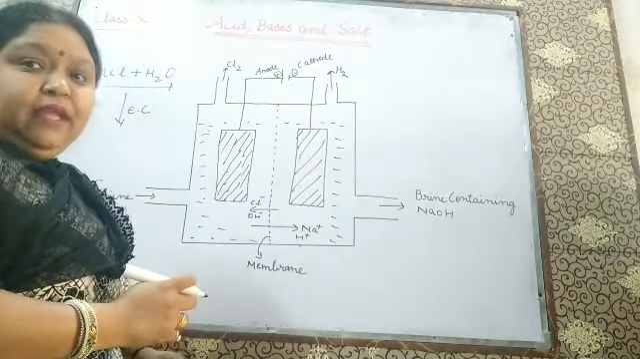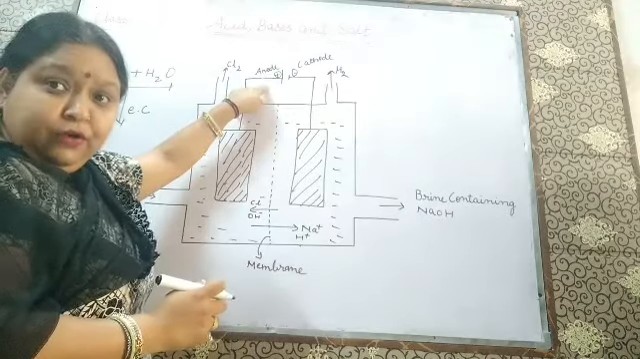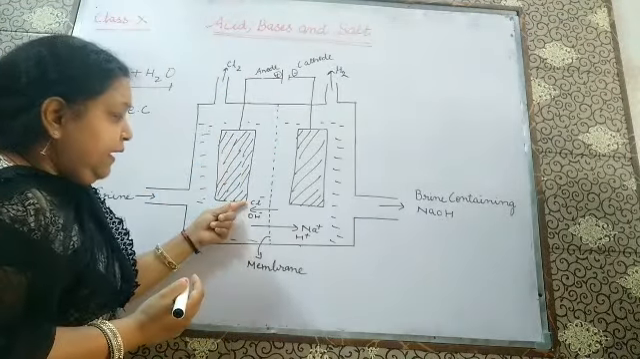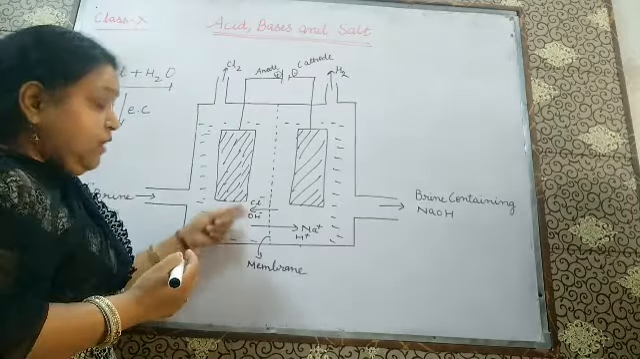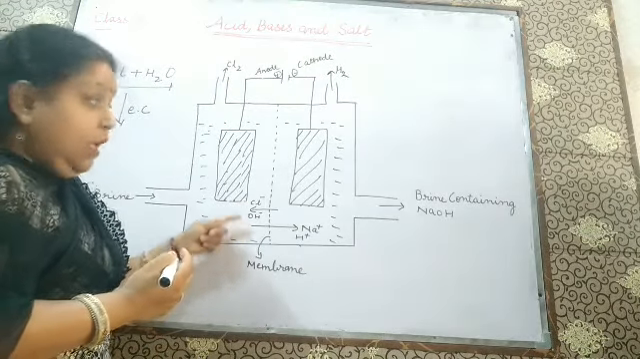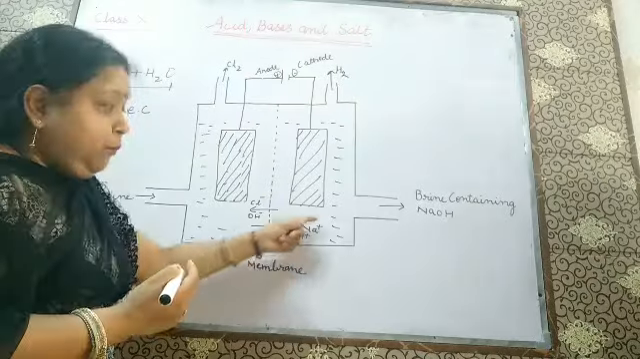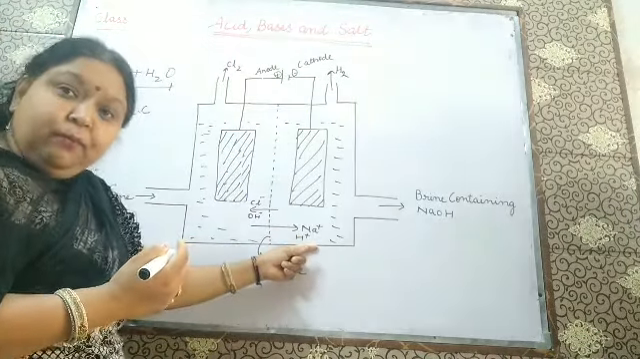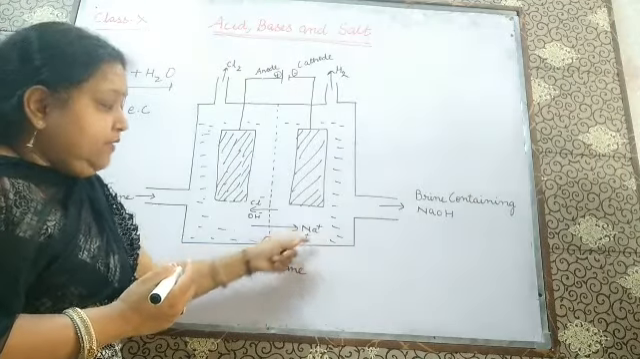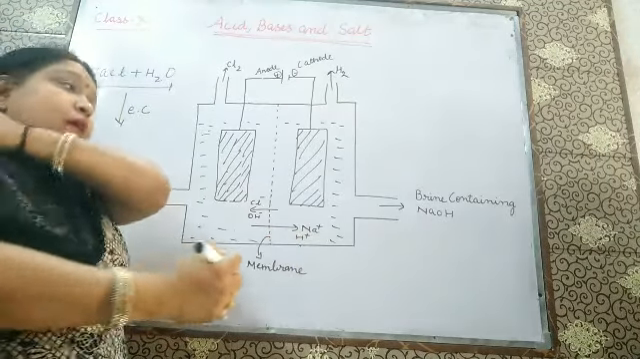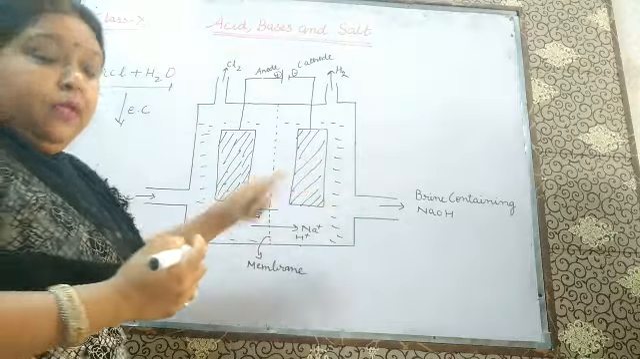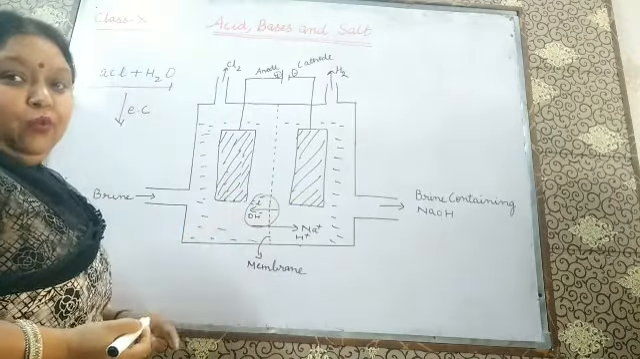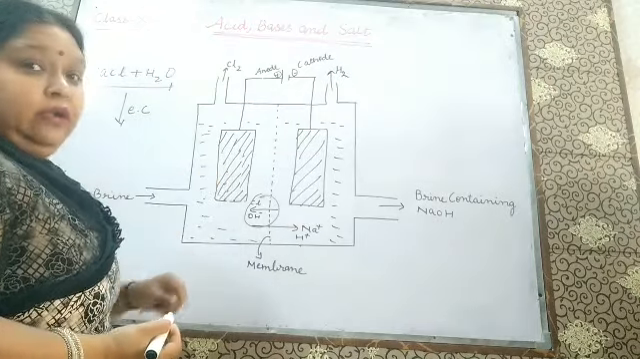Are you getting what I am saying? The anode is a positive electrode. The positive electrode will attract Cl minus and OH minus, all of which contain negative charge, isn't it? And the cathode is negative, so it will attract positive charge towards it. Na plus and H plus ions will be attracted towards the cathode, and Cl minus and OH minus will be attracted towards the anode. And what will happen as a result?